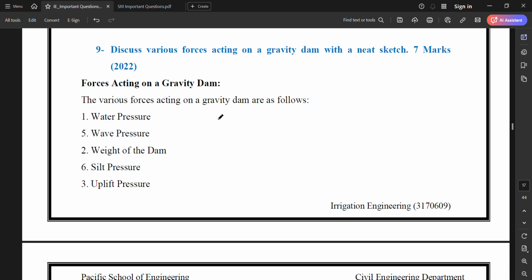Hello everyone, let's start a new question. Discuss various forces acting on a gravity dam with a neat sketch. Forces acting on a gravity dam.